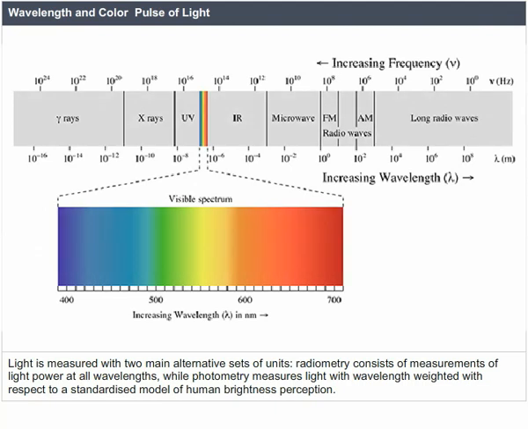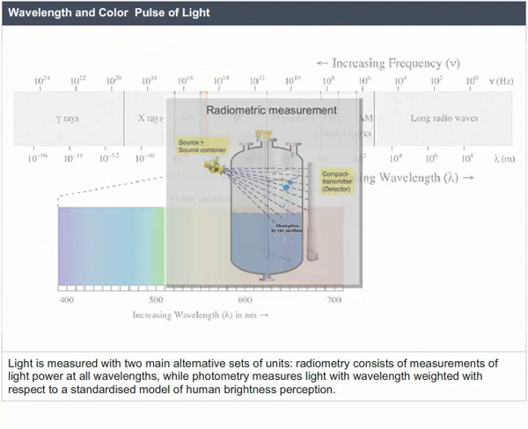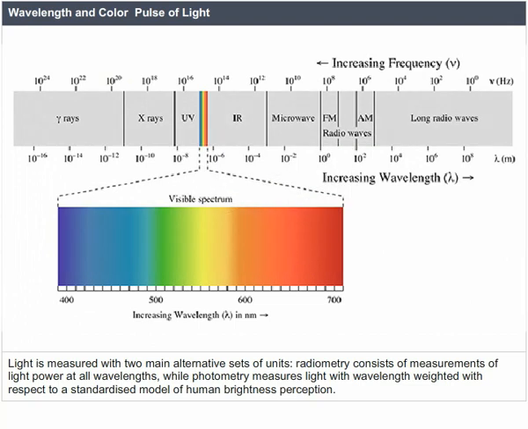Light is measured with 2 main alternative sets of units. Radiometry consists of measurements of light power at all wavelengths, while photometry measures light with wavelength weighted with respect to a standardized model of human brightness perception.